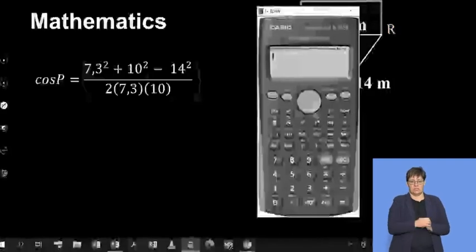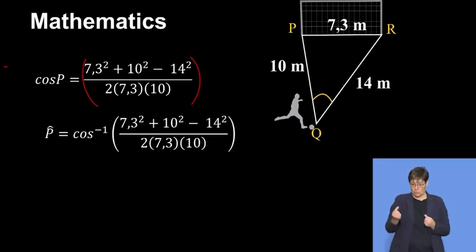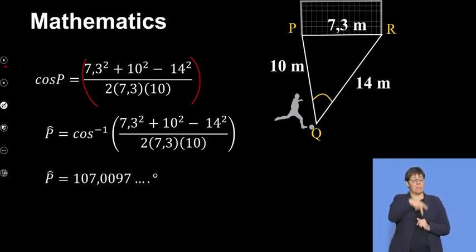Okay, so we're going to press shift cos, use our fraction, 7.3 squared plus 10 squared minus 14 squared. At the bottom, 2 times 7.3 times 10, close the bracket, and we have an answer of 107,0097387. Remember again, we've got to round off to 2 decimal places. So once we've done that, we've got to round off this answer. So our answer for P will actually be 107,01 degrees.